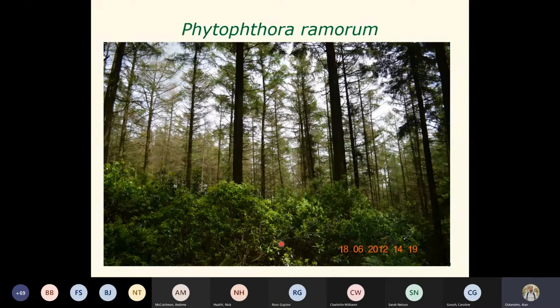And then in the foreground here, you can see this rhododendron bush that's looking rather sparse as well. So again, all these things are starting to add up and make you think, what's going on in this site? Why is it doing that?